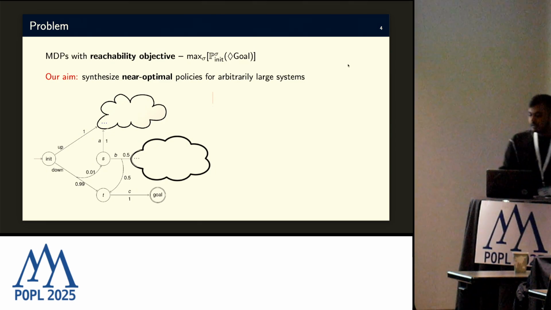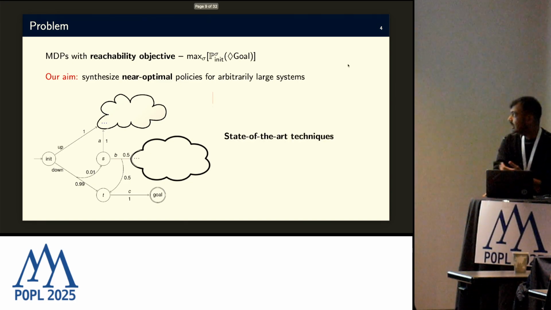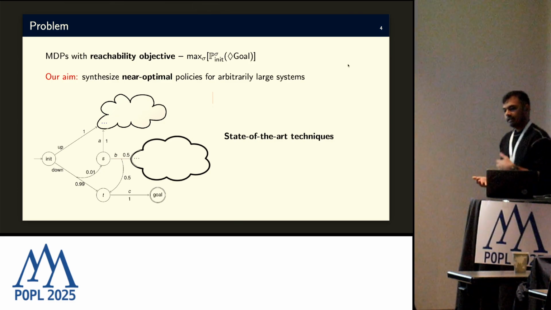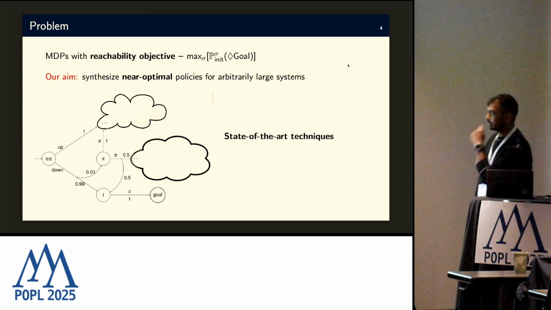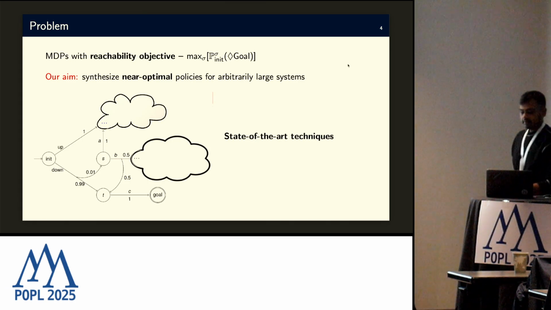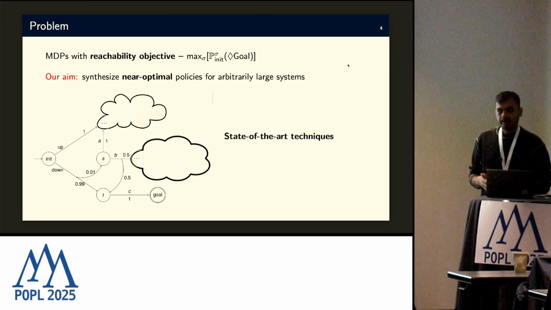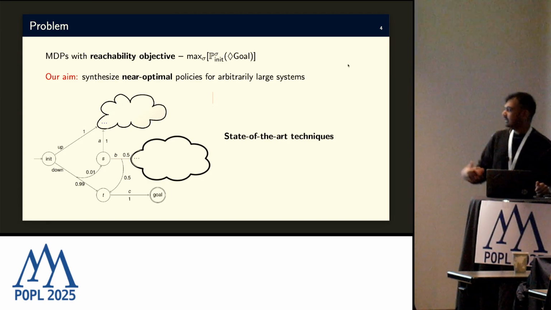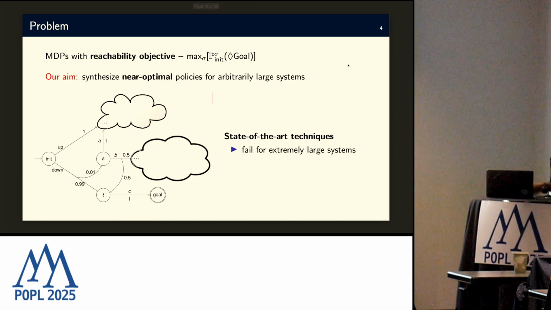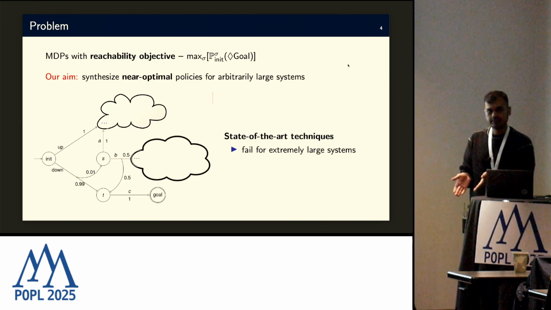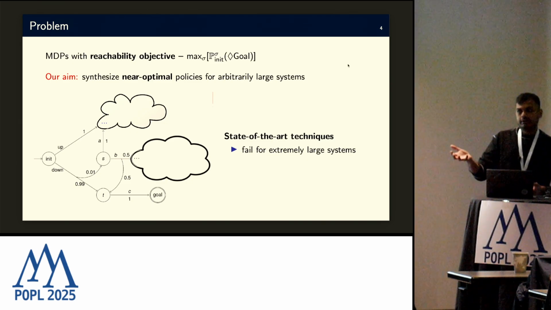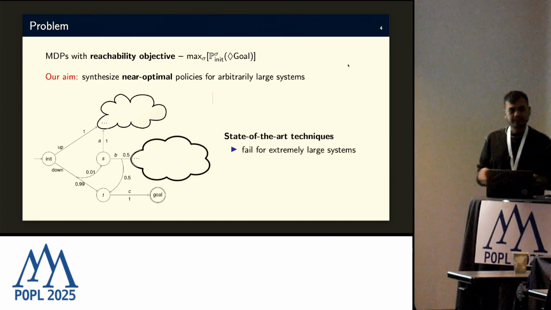Right? So there are techniques which try to deal with large systems. For instance, there is the Storm model checker. There are some statistical model checkers that try to solve this problem. But as you increase the size of the models, they fail to give a nice policy. So for instance, either this entire model does not fit into the memory, or they give some policy which is bad.